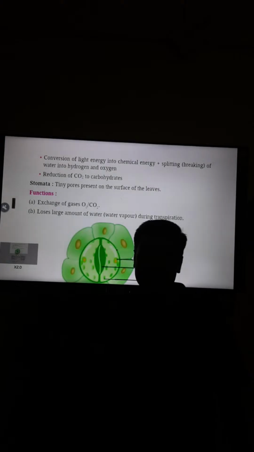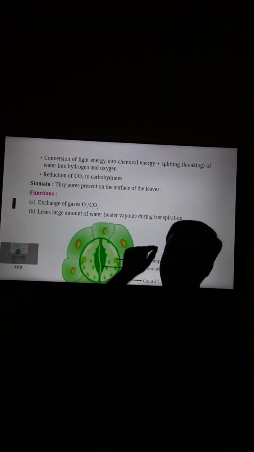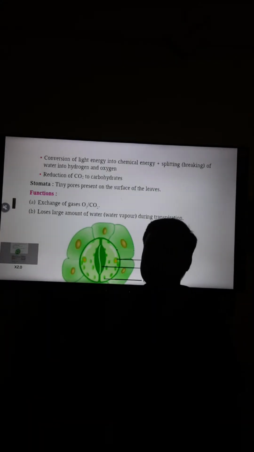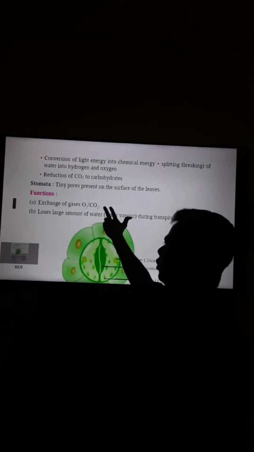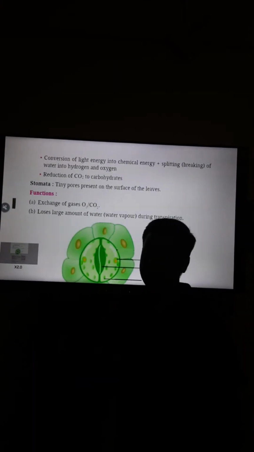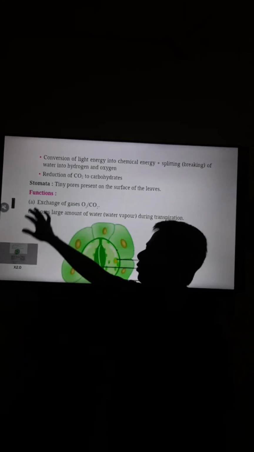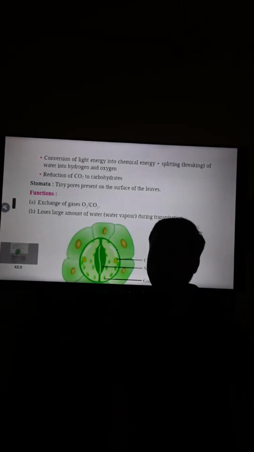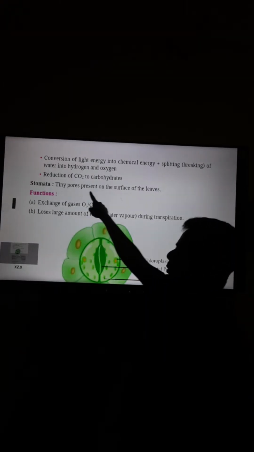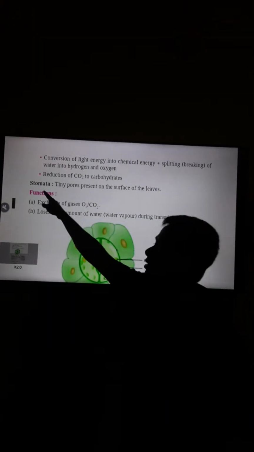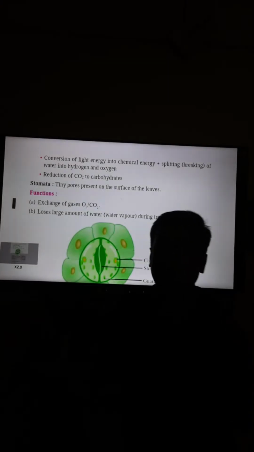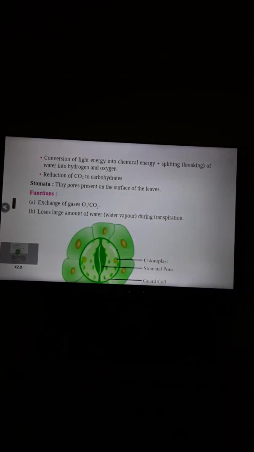Okay, so next one, stomata. What are stomata? Just now I have told you. Below the leaves there are very small, minute holes. In biology we are not calling them pores, and we are not calling them small, we are calling them tiny. What are stomata? Tiny pores present on the surface of the leaves are called stomata. In your examination, if they ask the definition of stomata, you have to write this.